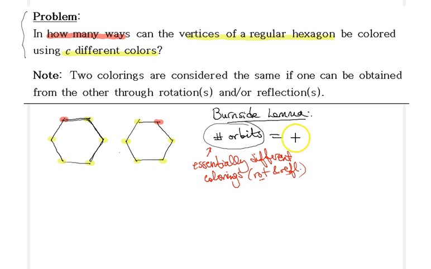But anyhow, the formula would be 1 over the size of G, the group of symmetries of the hexagon in this example, times the summation over g in G, over each individual symmetry in that group, and the summands are the fix of g. So we will explain these, but first let's investigate this group G, our group of symmetries for this regular hexagon.